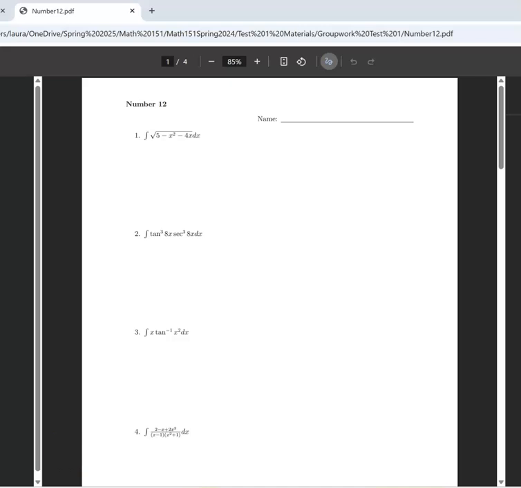Okay, so let's do some other problems together. Hopefully this will help you for the test tomorrow.